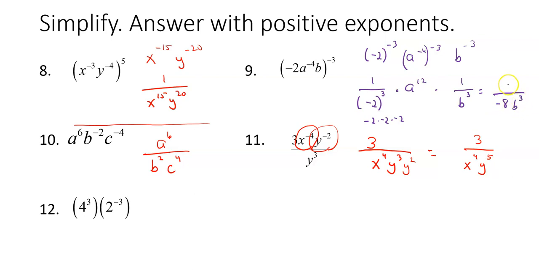What do I have on the top? An a to the 12th. That's how I simplify this thing. All right, so keep track of whether things are in the parentheses or outside of the parentheses. And also for the negative signs, keep track of whether the negative signs are in or out of the parentheses.